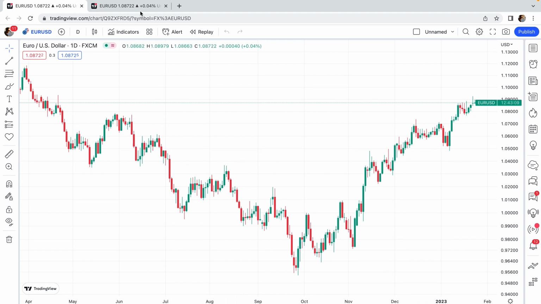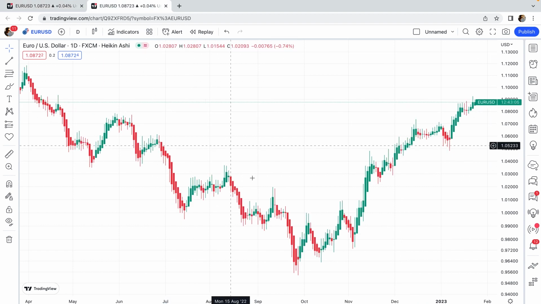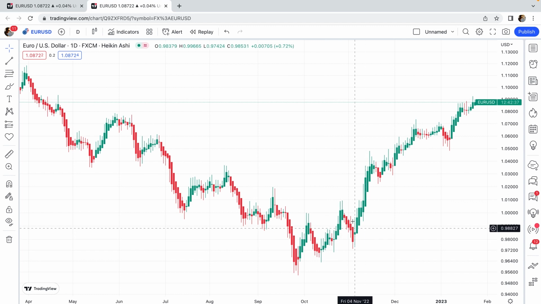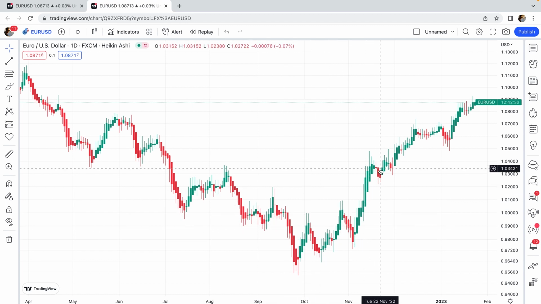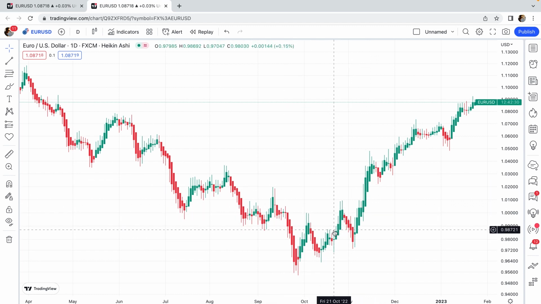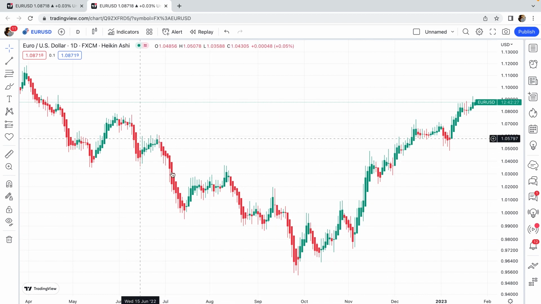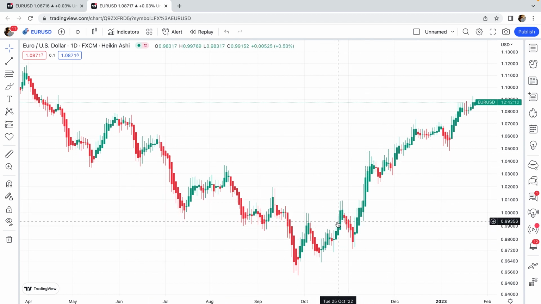Heikin Ashi chart tries to solve this problem by using data from 2 periods, and because of the way that Heikin Ashi candles are calculated, Heikin Ashi chart shows a smoother price movement on the price chart, as you can see, but this comes with a cost of losing the exact movement of the price.